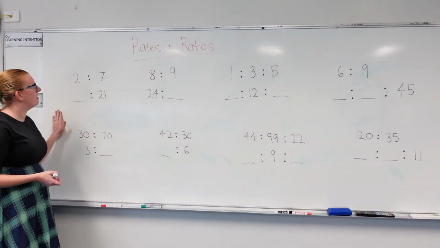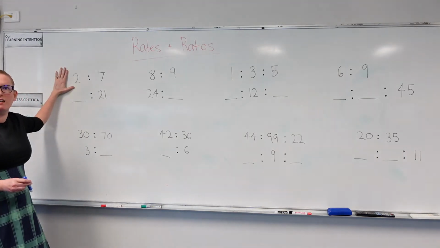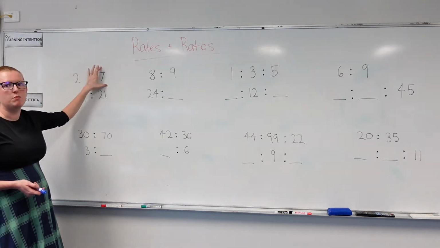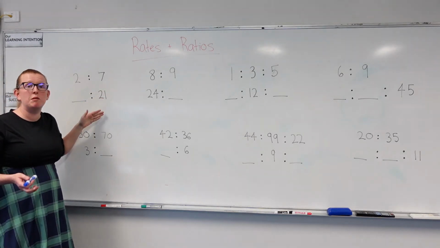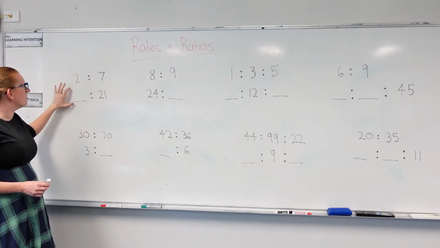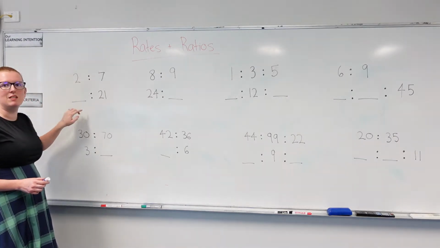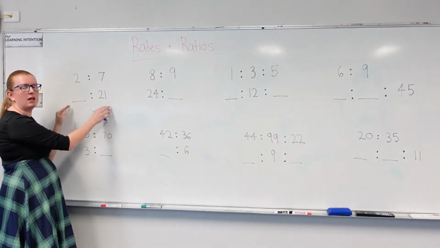So, for example, maybe I'm mixing up cordial. The bottle says I need 2 cups of cordial to 7 cups of water. I have 21 cups of water, so how many cups of cordial do I need to add? Very common kind of question. So we're trying to find this missing value here, and we have the original ratio, and we've got to fill in our new ratio.